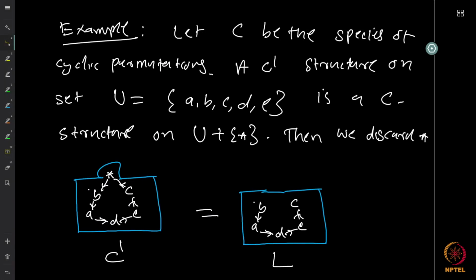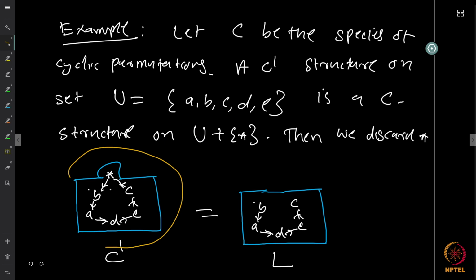Now here is a nice example. Let C be the species of cyclic permutations. Now we want to look at the derivative C'. A C' structure on U, let's say U is the set {A, B, C, D, E}, is, as we said, a C structure on U plus a new element star. So basically we are defining C' as a cycle structure on A, B, C, D, E and star.